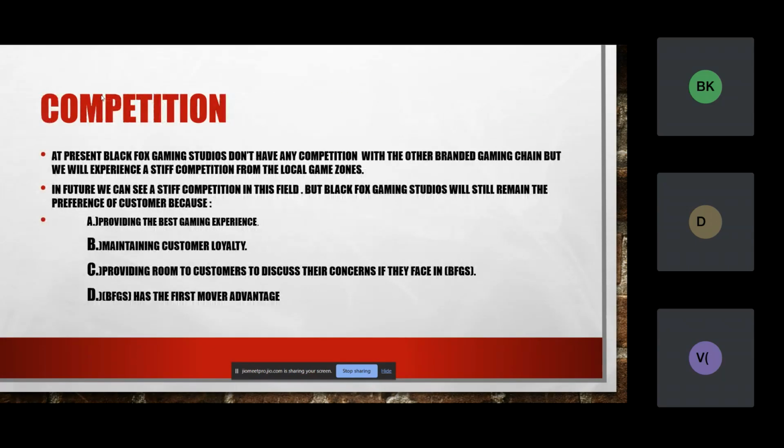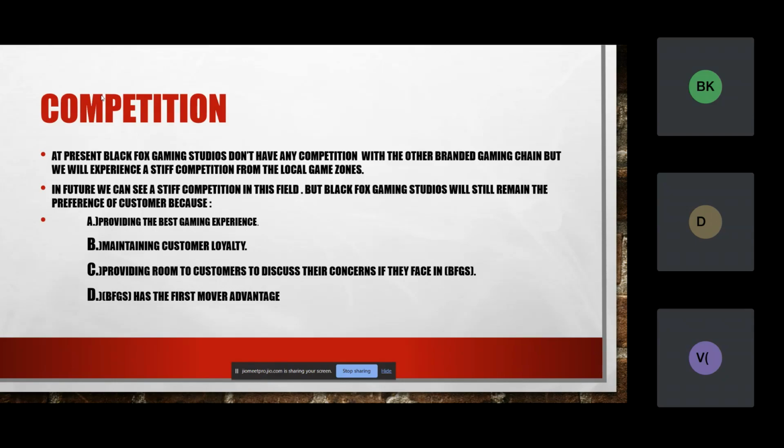And competition. Our competition would basically be the local gaming zones, because as per my research, we do not have any proper branded gaming community or branded gaming chain in India. That's why we are the first one to enter this market, so we'll get the first mover advantage. It's an open market, right? Gamers are increasing day by day, but they are not getting any platform.